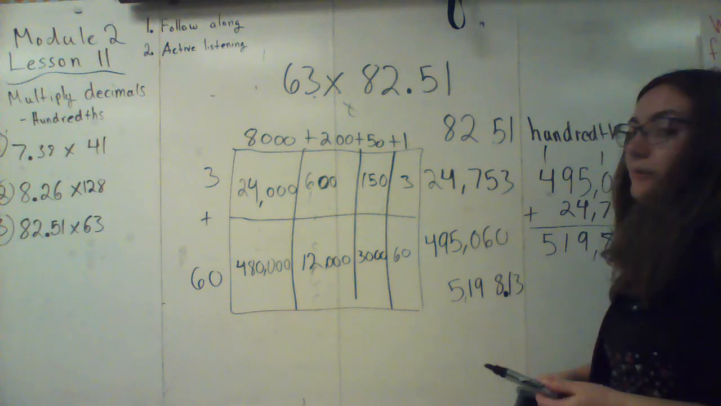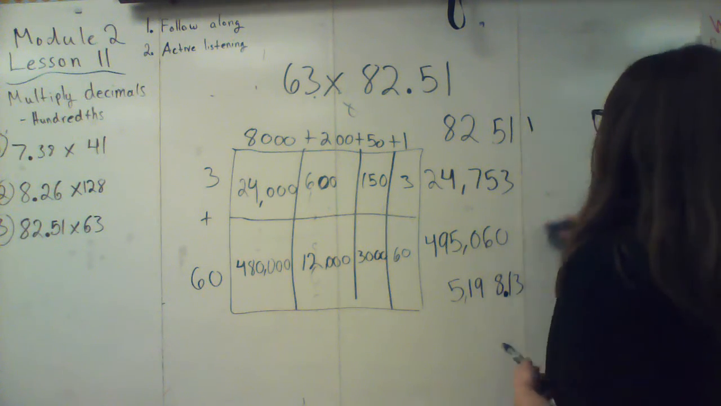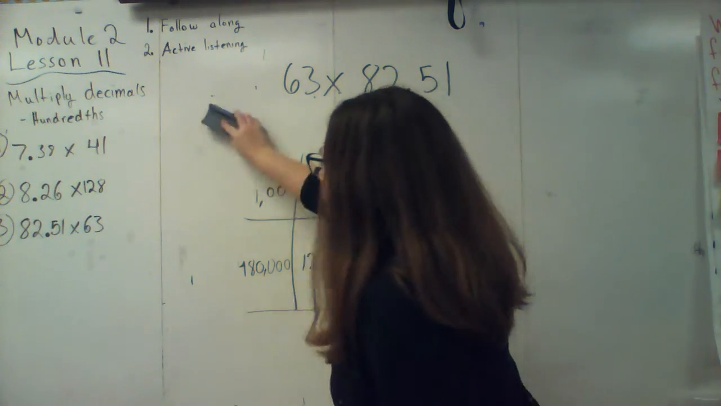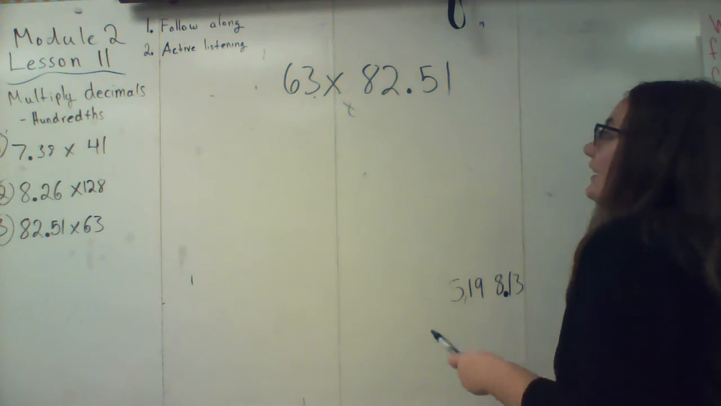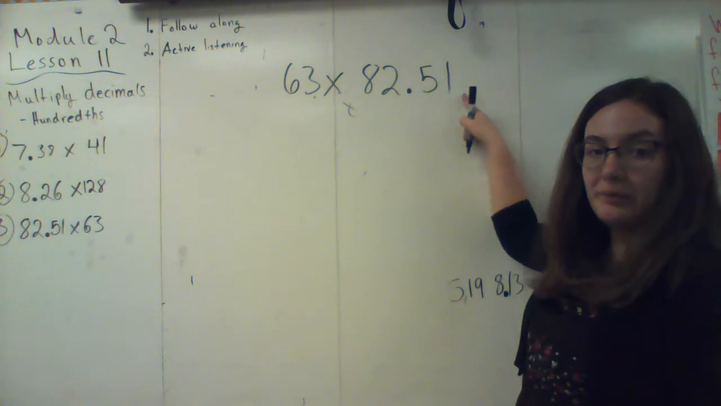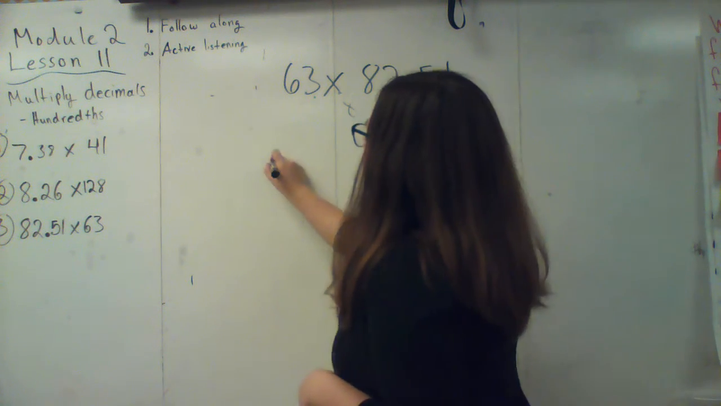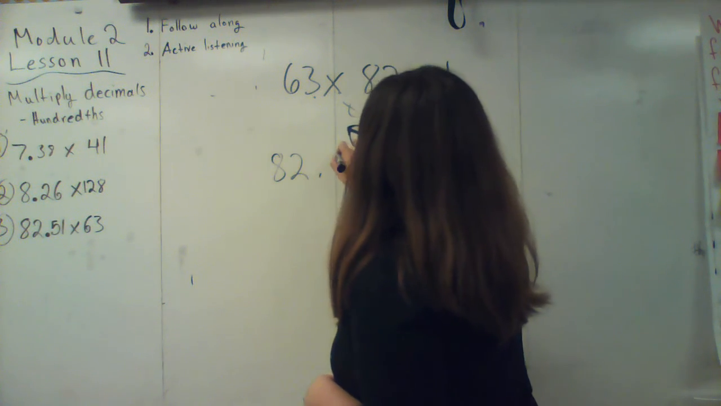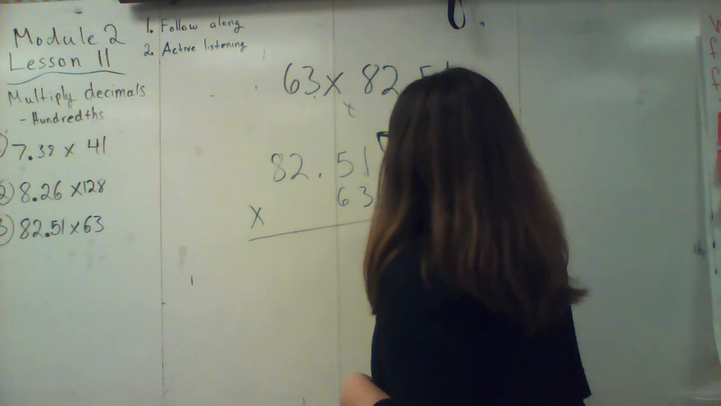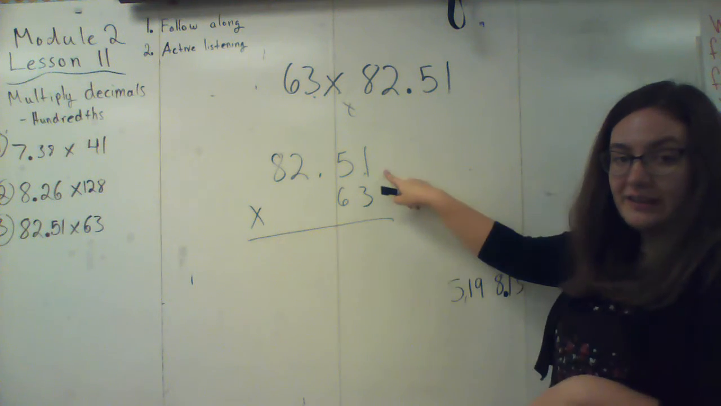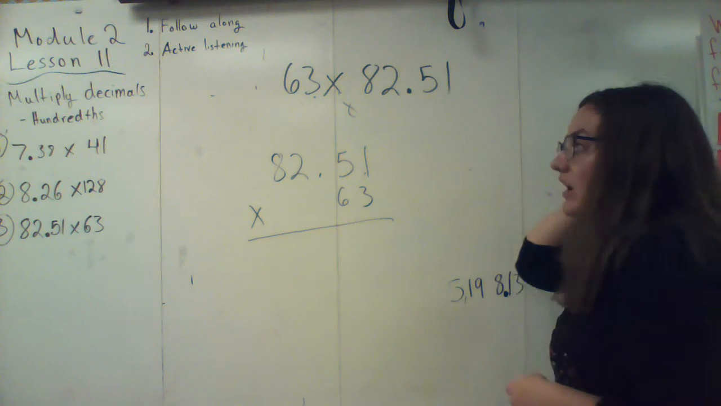We're going to do the standard algorithm now. So I'm going to erase everything but my answer. And hopefully I don't have any hiccups this time. So again, I'm going to have the number with the most digits up on top just because that makes it easier for myself. So I'm going to have 82.51 times 63. Remember, if you want to, you can write the units hundredths right here instead of just bringing down your decimal at the end.